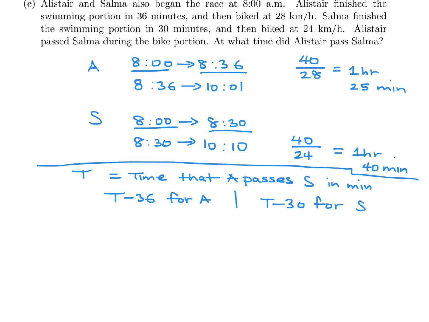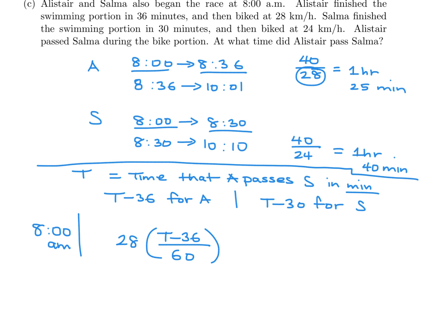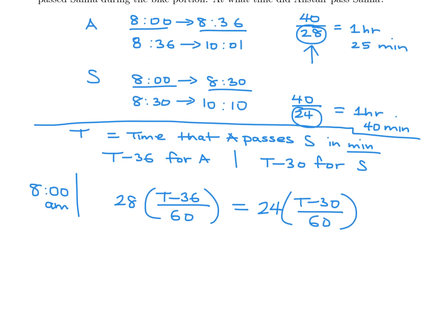Okay, so then now, from the 8 a.m. start, we can kind of see what happens. For Alistair, his is 28, right, in terms of his speed of biking. So 28 times T minus 36, and then we got to divide by 60 minutes because we are talking in terms of minutes, and this is kilometers per hour. Got to make sure they're consistent. And since they meet, when they pass each other, they're meeting for a brief period. That's going to be equal to Salma's, which is 24 kilometers an hour, T minus 30, and also divide by 60. So I'm pretty confident that that's the algebra.